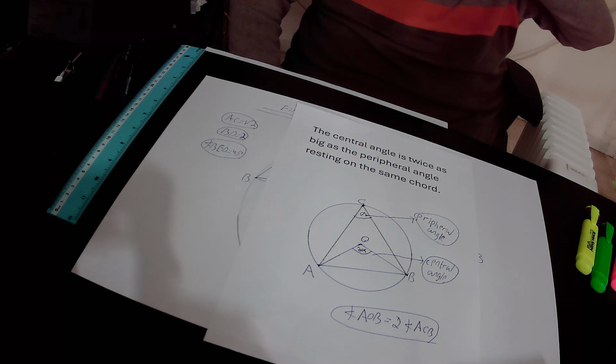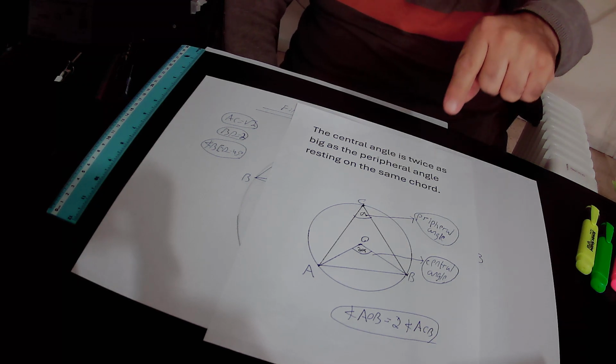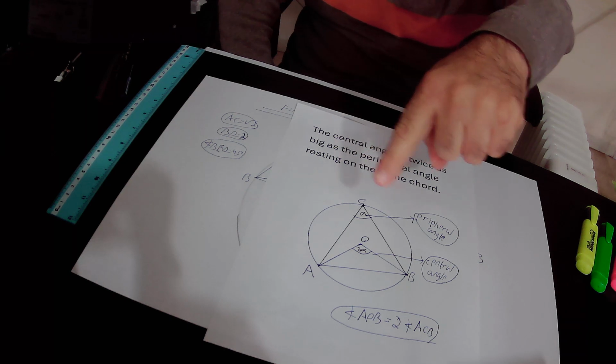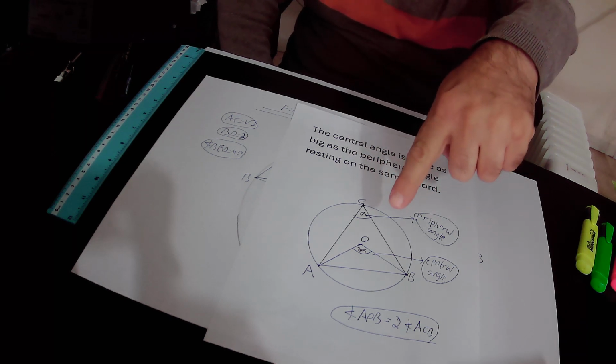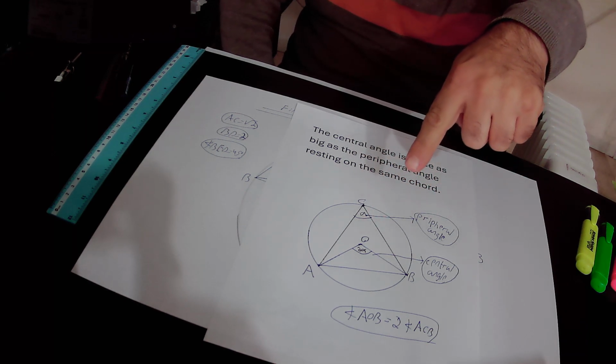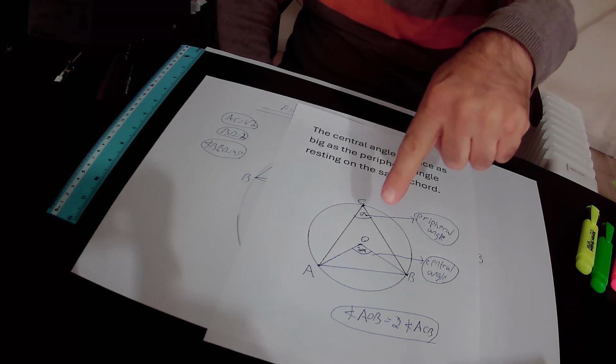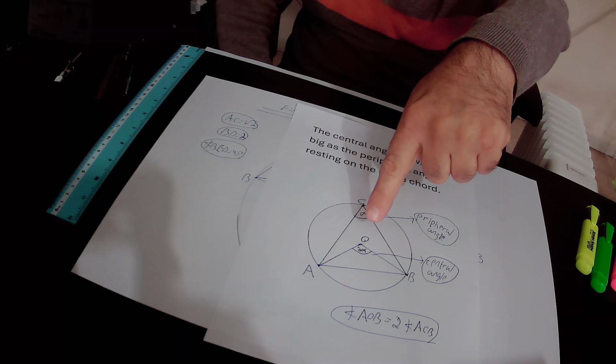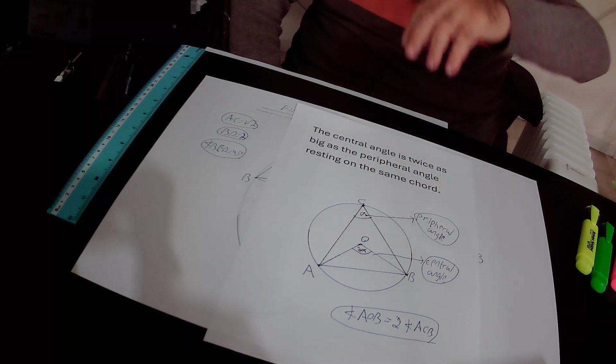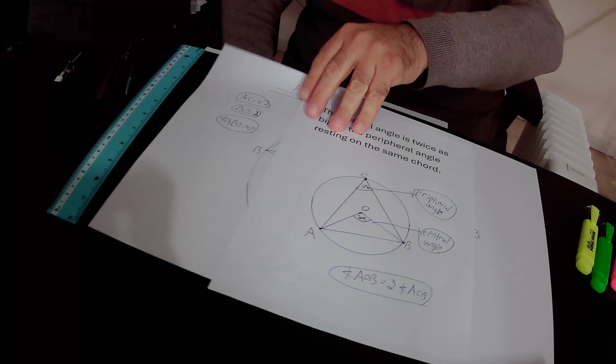Again, the central angle is twice as big as the peripheral angle resting on the same chord. Those two angles are resting on the same chord. This is the peripheral angle, this is the central angle. Therefore, if the peripheral angle equals alpha, the central angle must be equal to 2 alpha. This is the first rule.